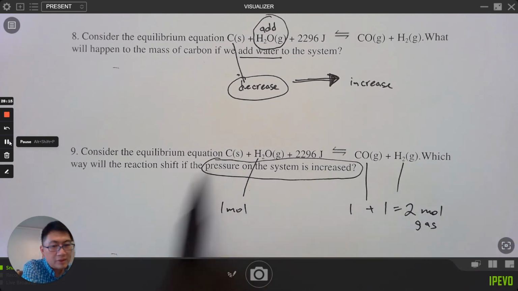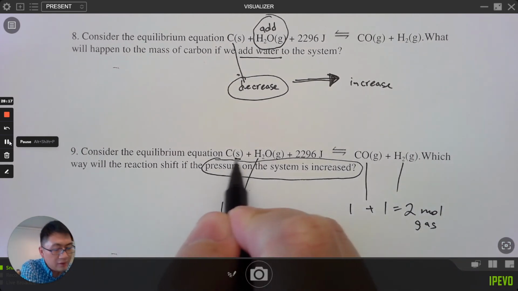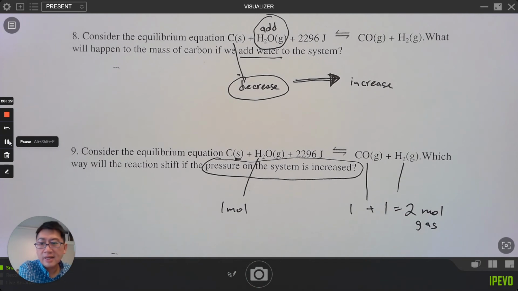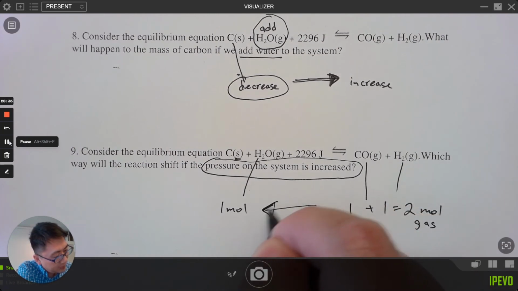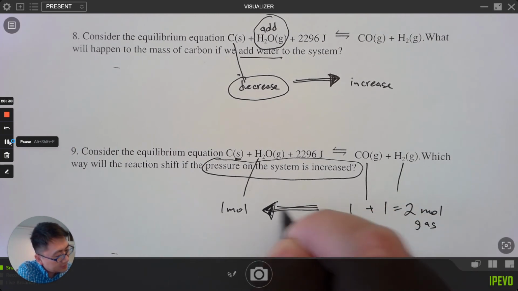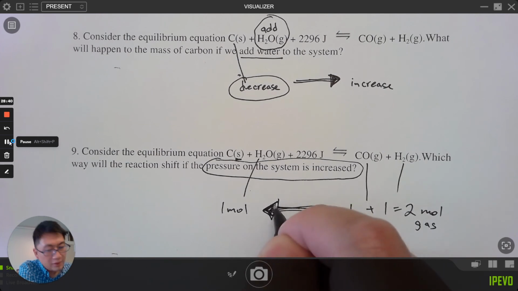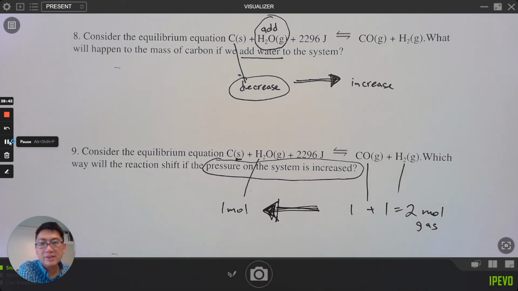In case you're wondering, what about the carbon? You see that S there? That's not a gas. S stands for solid, as you probably know, so that's not a gas. If we increase pressure, it goes to the side that has less gas. The left side has less gas. The reaction will shift to the left.